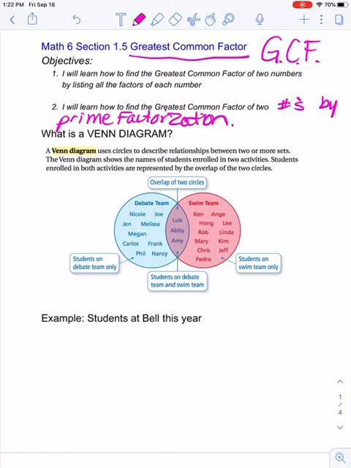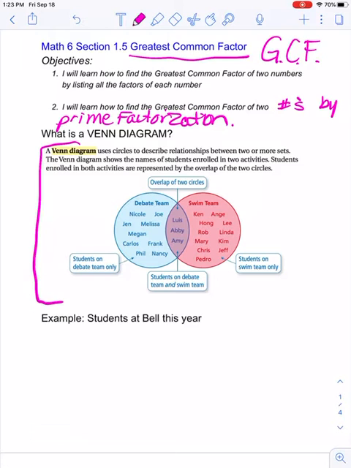Okay, what is a Venn diagram? You've probably seen this in elementary school, but if not, here's one. You can look at some newspapers or articles, and you can probably find lots of examples of Venn diagrams in the real world. A Venn diagram uses circles to describe relationships between two or more sets. The Venn diagram shows the names of students enrolled in two activities. Students enrolled in both activities are represented by the overlapping of the two circles.